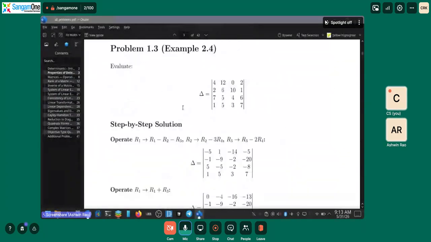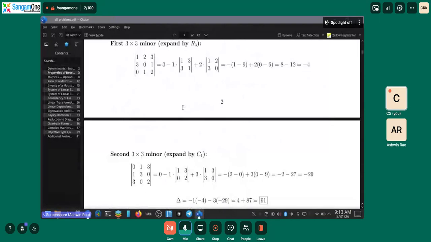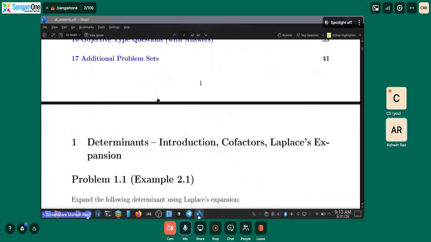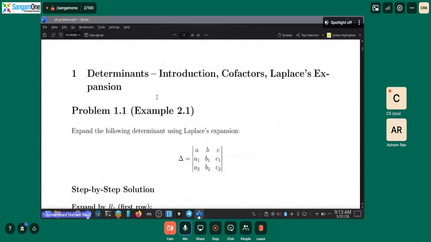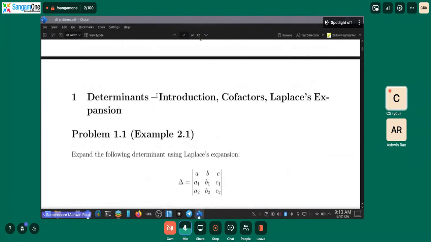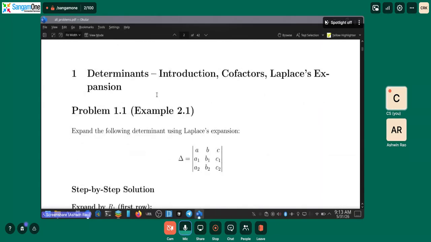How did you draw this? Was it using LaTeX, or how did you draw this? This was done in LaTeX for simple explanation. You made this in LaTeX? Yes. Oh, very good.